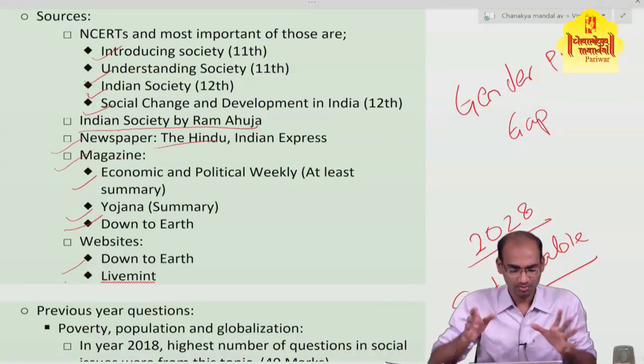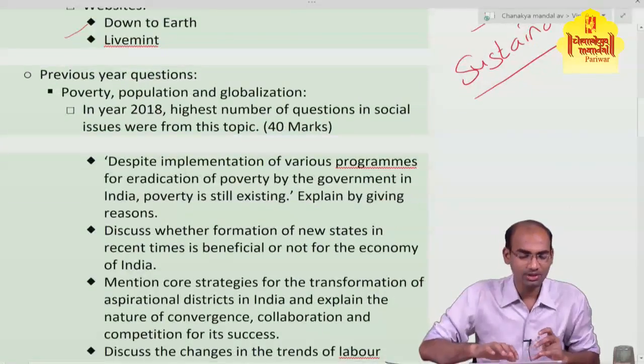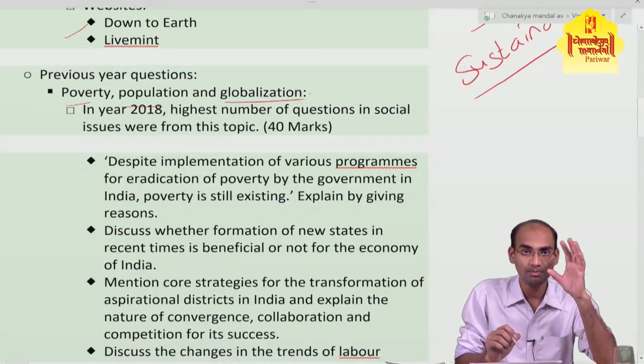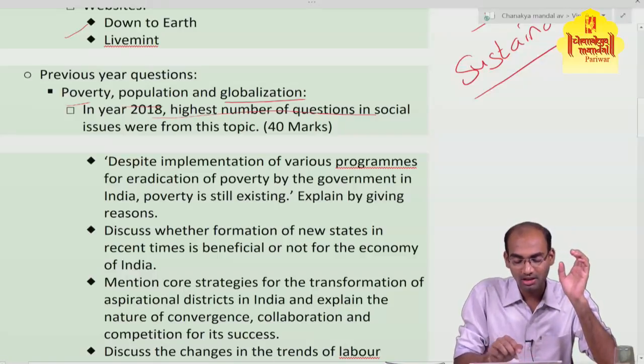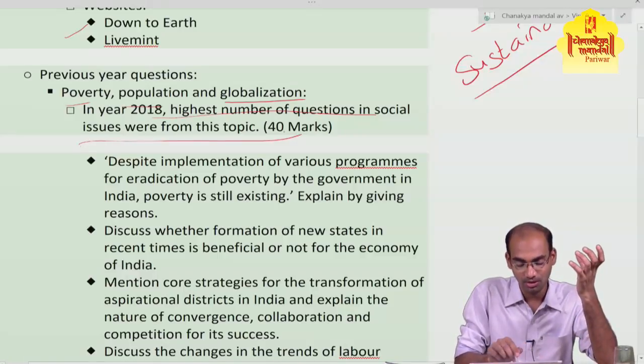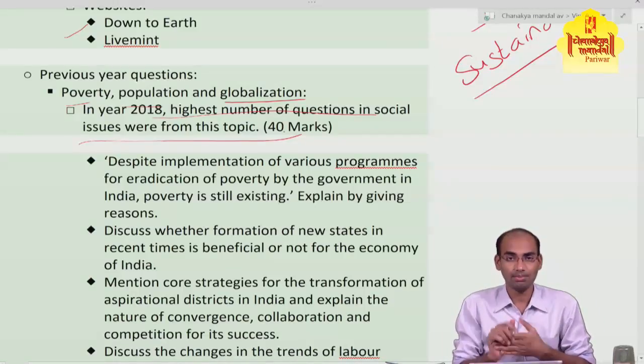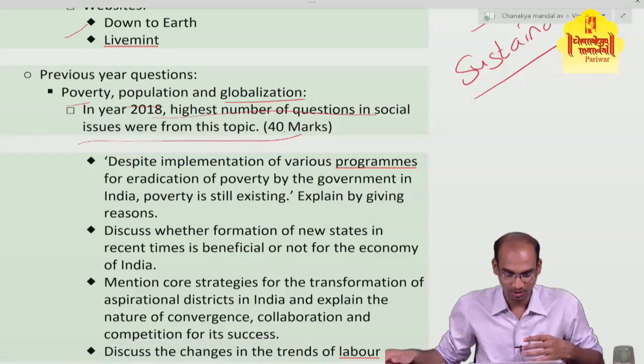Okay, now we'll get to the previous year question paper. So the first topic is poverty, population and globalization. Last year, in 2018, there were the highest number of questions on this topic, a total of 40 marks. This is the highest number of questions that appeared on any topic in the examination.